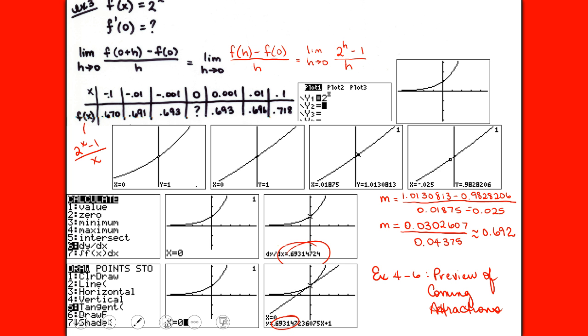Speed is never negative. So you would always take the absolute value of your velocity to get your speed. So again, that really should be emphasized more than it is there.